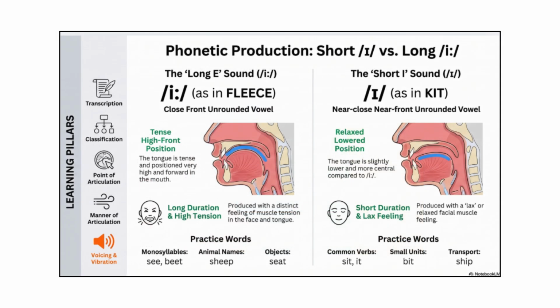Let's zoom in on a classic contrast, the long E sound versus the short I sound. Look at the anatomical diagrams on the left. For the long E, as in fleece or sheep, your tongue is tense, held high and forward. For the short I, as in kit or ship, your jaw drops slightly and your facial muscles relax. Muscle tension and tongue position make all the difference between taking a ship or seeing a sheep.